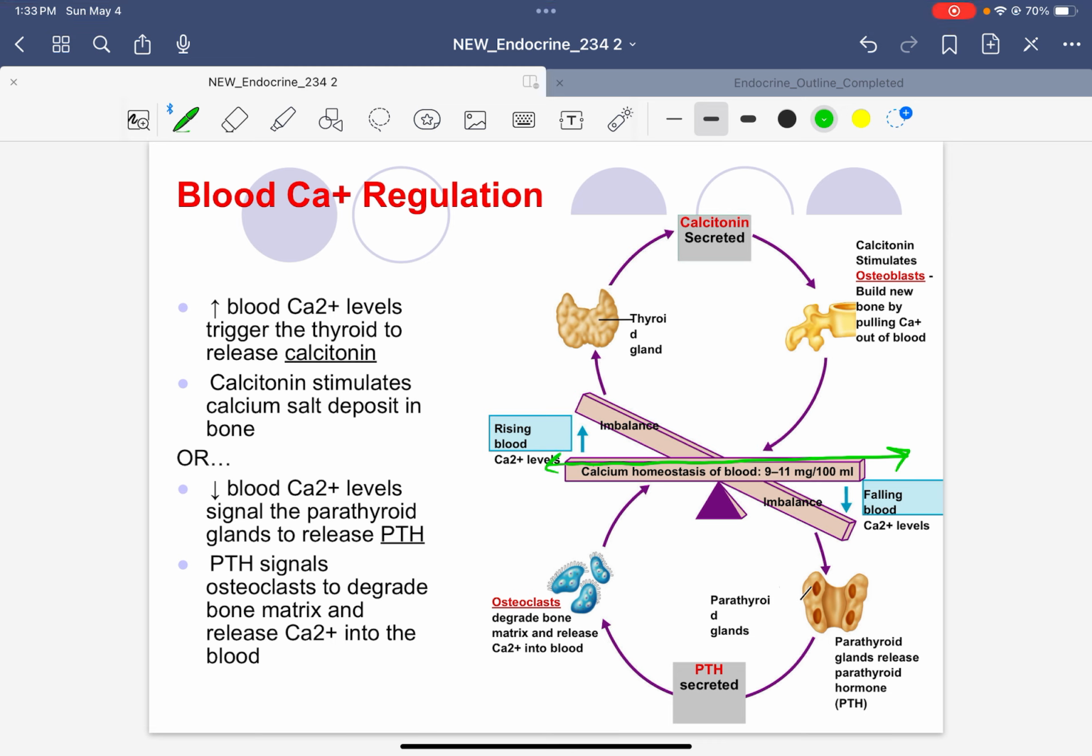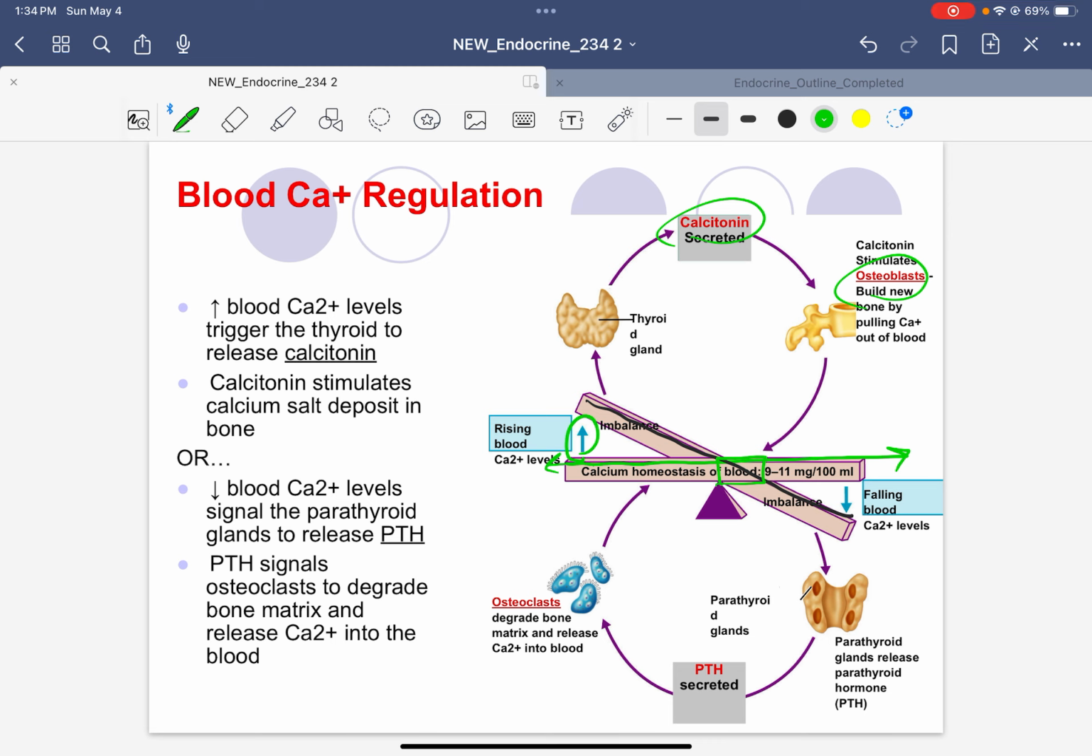However, what if it becomes out of balance? What if I have too much blood calcium in the blood? We're talking about blood, not in the bones, in blood. We purposely need to keep a certain amount of calcium in the blood so whenever our tissues need it, they can grab it. But if blood calcium is too high, that can cause another whole host of problems. So if blood calcium is too high, we're going to release calcitonin, which stimulates osteoblasts.